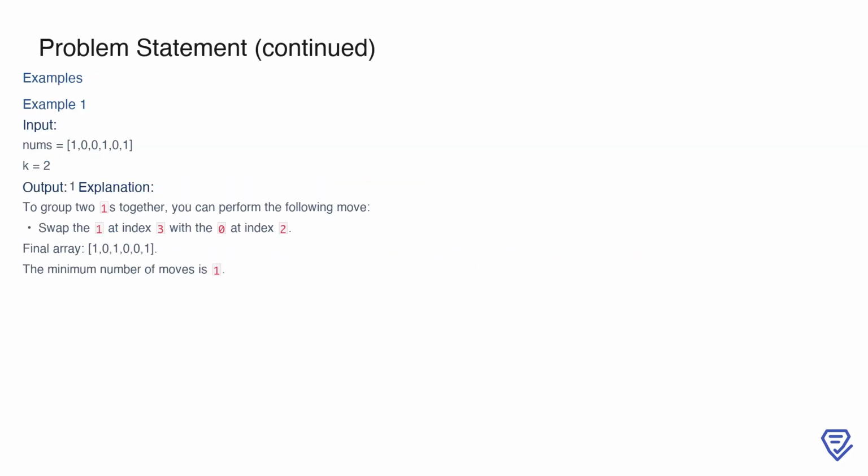Let's look at an example to understand the problem more clearly. Suppose the input nums is 1, 0, 0, 1, 0, 1, and k is 2. This means we want to group two 1s next to each other with the fewest swaps possible. To do this, we can swap the 1 at index 3 with the 0 at index 2. This results in the array 1, 0, 1, 0, 0, 1. Since we only needed one adjacent swap to achieve the grouping, the output is 1. This example demonstrates how we focus on minimizing the number of moves while achieving the desired grouping.